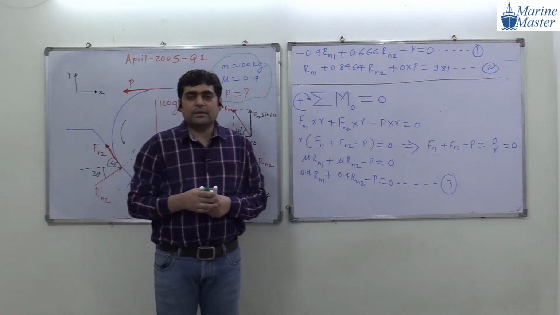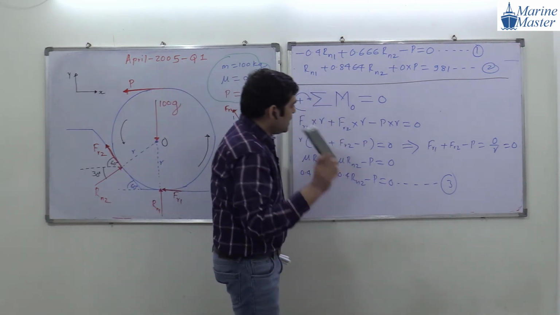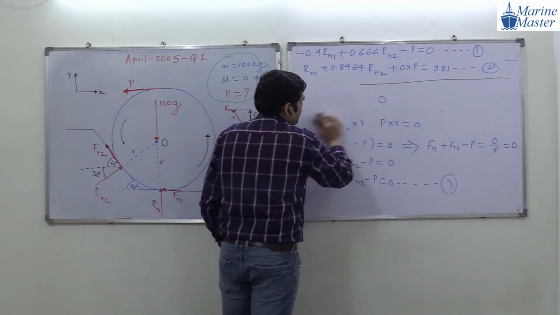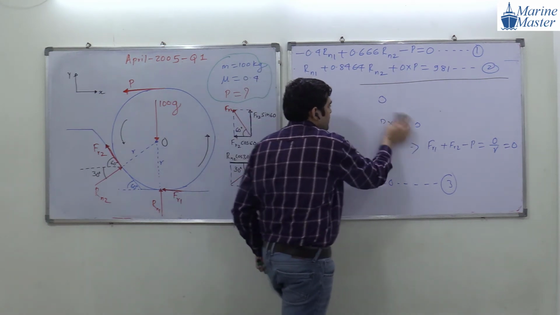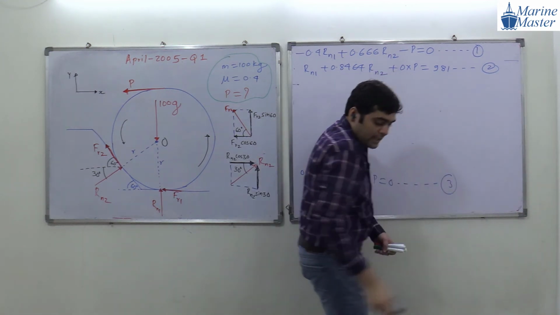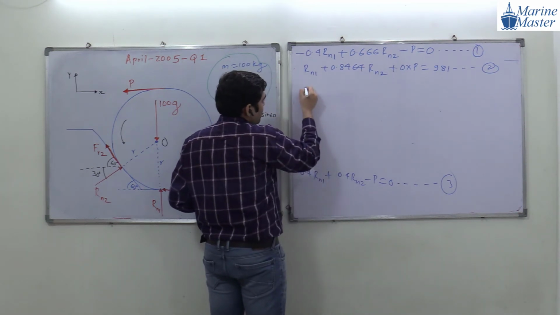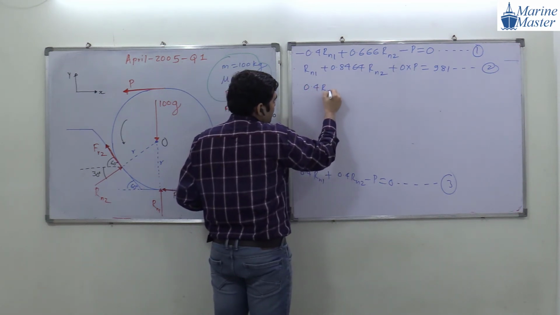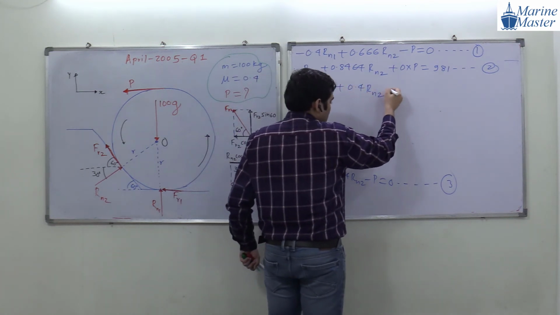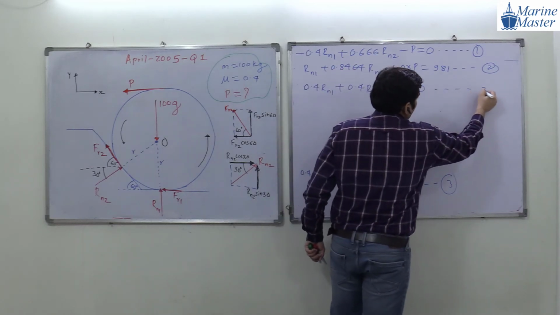Now guys, everyone try to see the scenario here. Now what we have to do? Here we have 3 equations. So what is the third equation? I am going to write it down at the top. 0.4 Rn1 plus 0.4 Rn2 minus P is equal to what? 0. And these are the 3 equations.